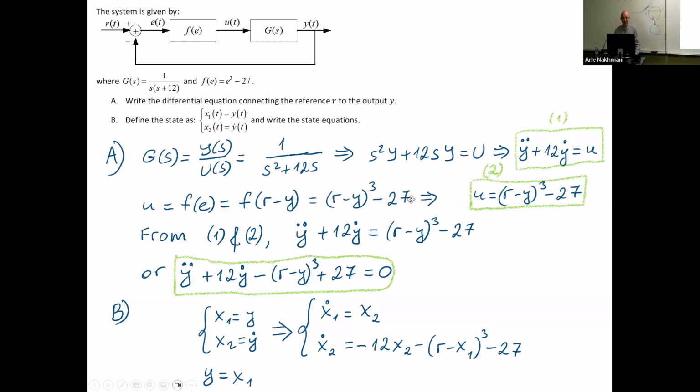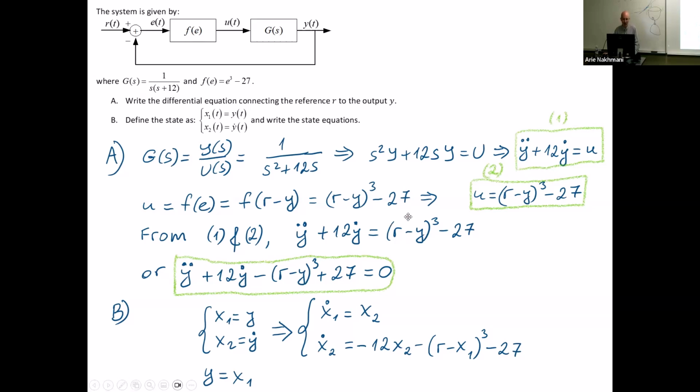Now I can rewrite the actual equation that I have here, and I will call that equation number 1 and that equation number 2. So u equals to that thing. Now I want to substitute that u here because I want to get rid of u, right? I want to keep r, I want to keep y. I don't want e and I don't want u because they are sitting in the middle here. I want only inputs and outputs in the differential equation. So I'm practically putting that part here, okay, and getting that differential equation.